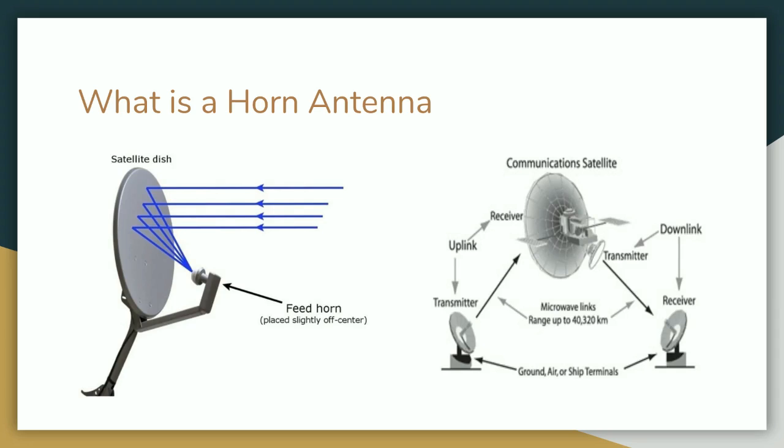Here are some applications of the horn antenna. Typically used as a feed antenna, the horn antenna provides for large antenna structures such as parabolic antennas. Since antennas both transmit and receive signals, the horn antenna can also receive signals. But here is an image of a communications satellite, and the horn antenna is usually used in transmitters where they usually feed the signal into a communications satellite.